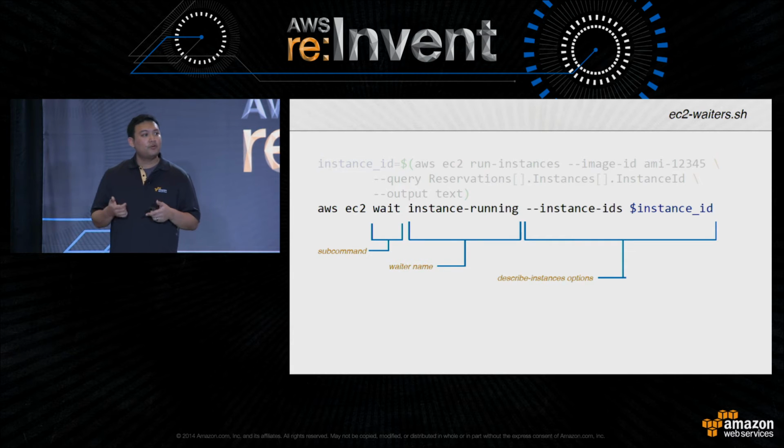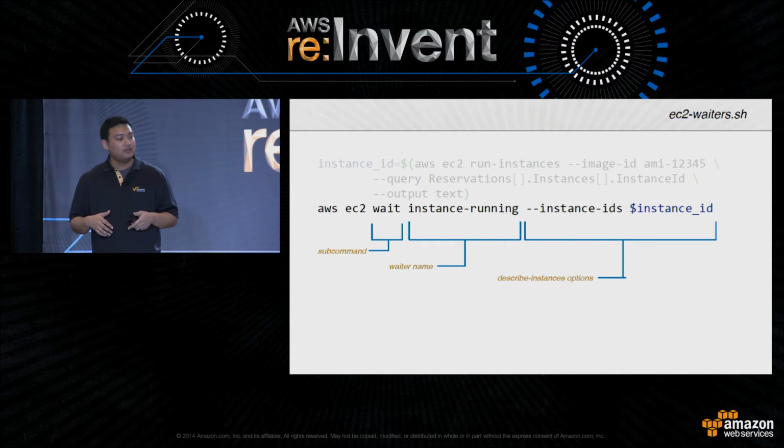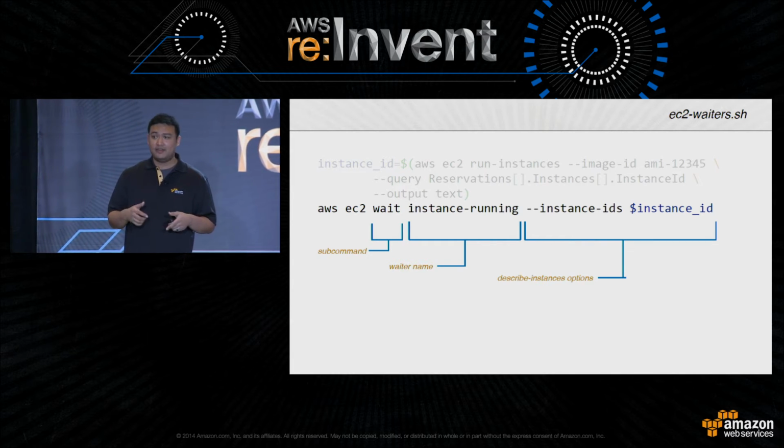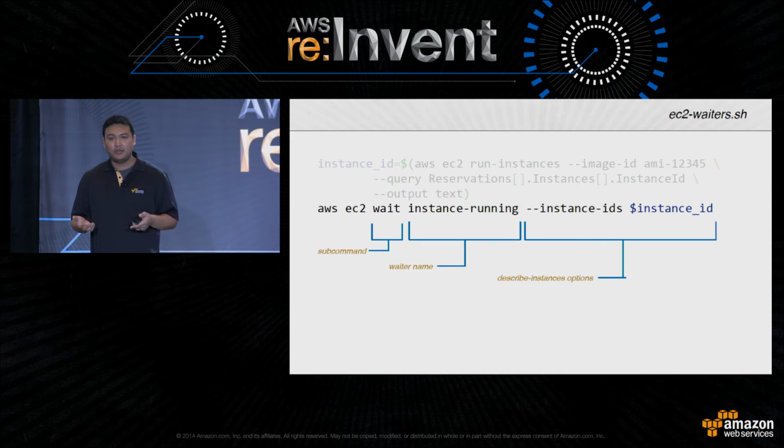Now, if you want more information on the various waiters available per service, you can use the help command. So that's the thing we looked at earlier in the talk. You can run aws ec2 wait help, as well as aws ec2 wait instance-running help. And it'll give you a description of what query it's applying, what operation it's calling, and a lot more information on that.